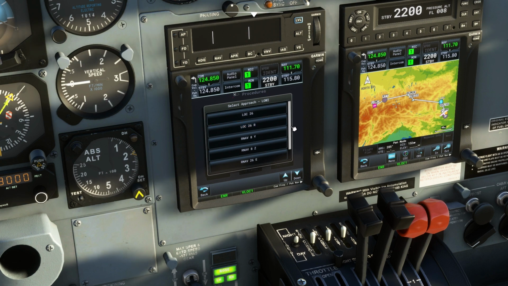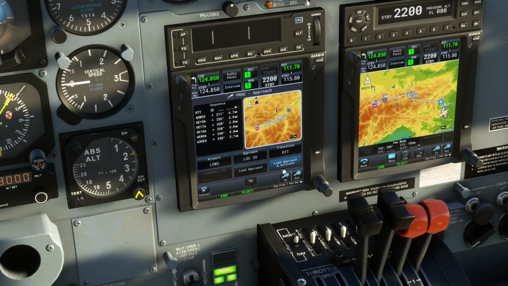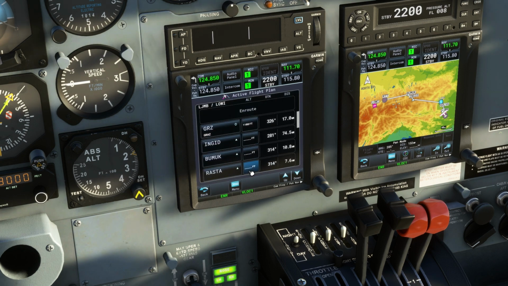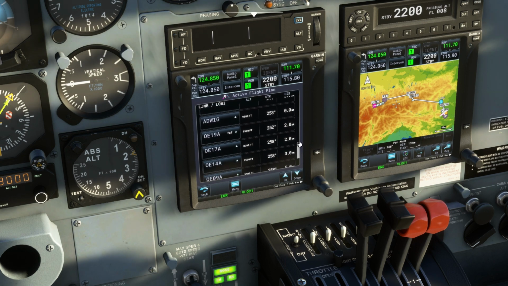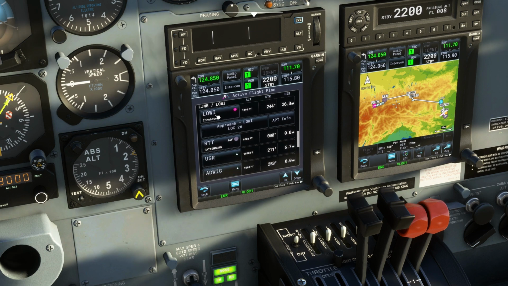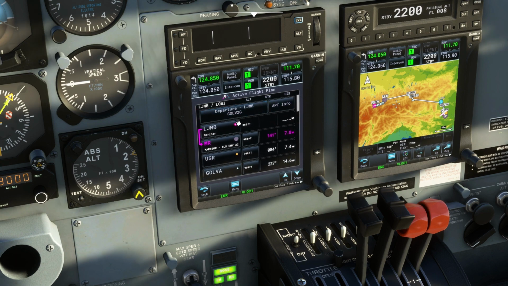Yeah, I don't know the procedures at Innsbruck, but I'm gonna go with the normal one, because from RTT we're gonna go like this and then get down to the runway. Not activate, load approach. Yes. Okay. I don't know why it puts it like this. Anyway, it doesn't matter. I can go direct to any time I want, so it's okay.